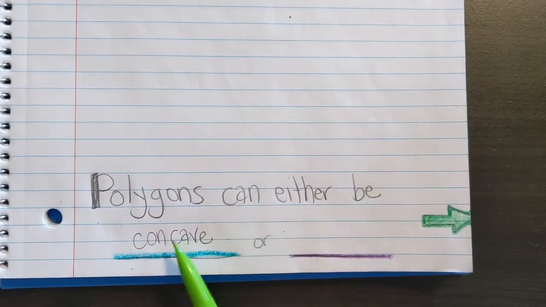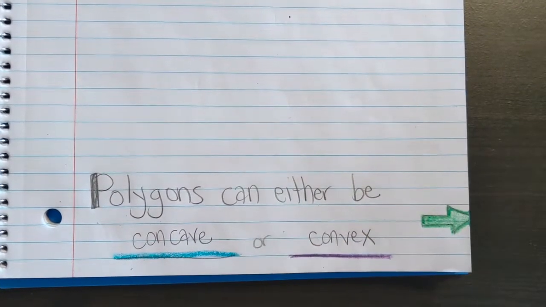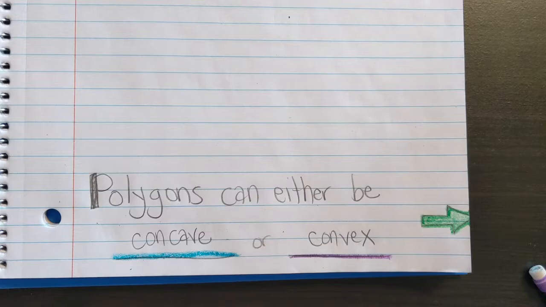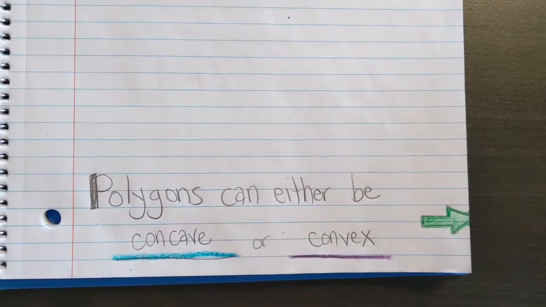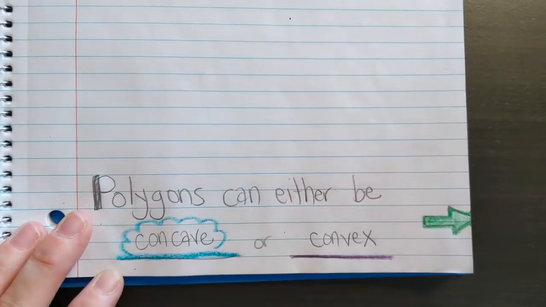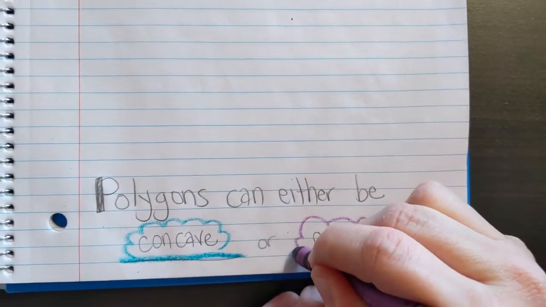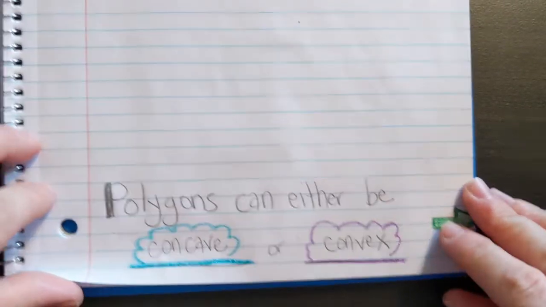So polygons can either be concave or convex. Okay, you're going to learn a little bit more about what it means to be concave on the next page, and a little bit more about what it means to be convex on the next page as well. So what we're going to do is turn our journal page, and we're going to split that journal into two little portions, kind of like a T-chart, but not all the way down, just a little bit like this.